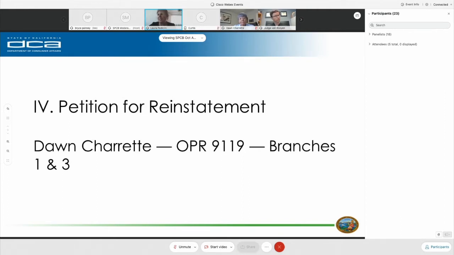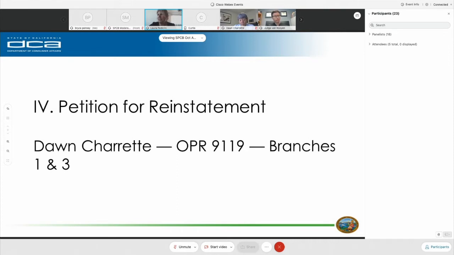The petition itself, which is dated August 4th, 2020, and was received by the board on August 7th, 2020. The petition for reinstatement of revoked license declaration, which was signed and dated on August 4th, 2020. The request for live scan service for the petitioner, which was completed on August 4th, 2020.